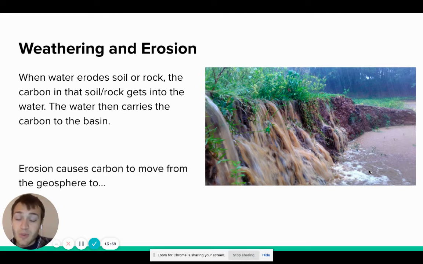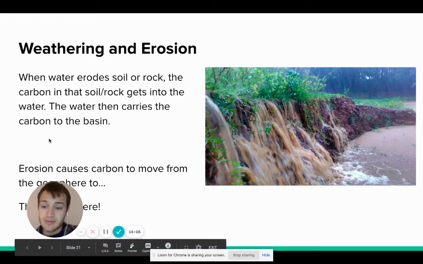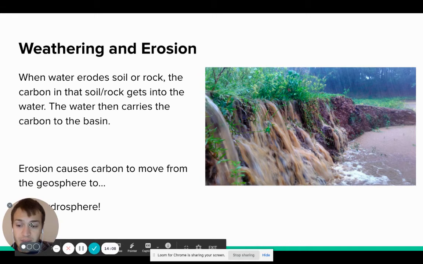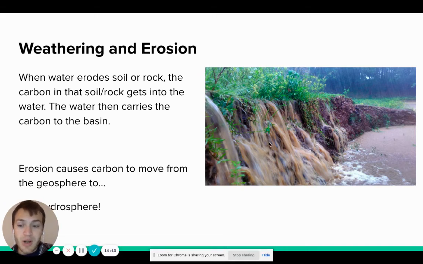So when this happens, erosion causes carbon to move from the geosphere to the hydrosphere, right? So all this brown water that's carrying carbon, it's taken all that carbon to the hydrosphere.